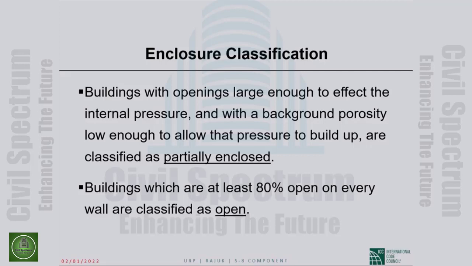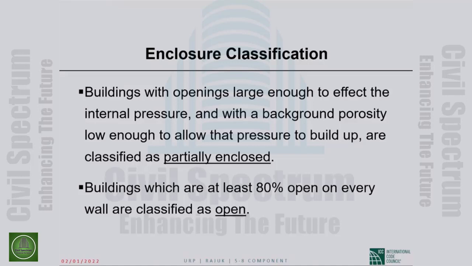Open building, we have seen, is a building that has 80% of each face basically open. So if a building is not partially enclosed by the definition I just gave you, and if it does not have 80% of each face physically open, then it is an enclosed building. By this definition, most buildings we design come out to be enclosed. The parking structures that we see with all the openings that we are familiar with turn out to be enclosed buildings by ASCE 7 definition.